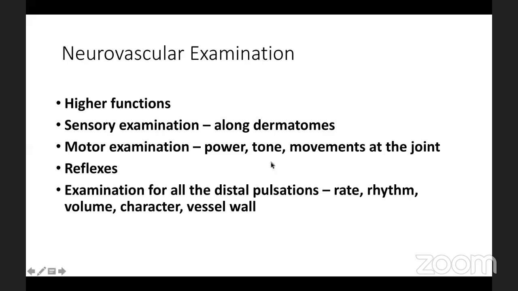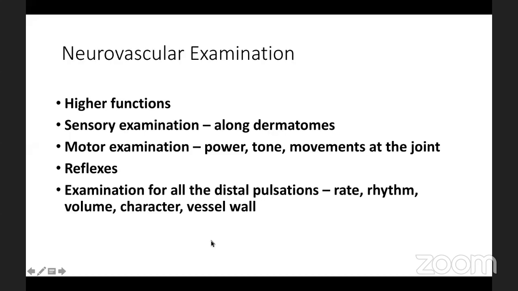Look for motor examination in the form of power, tone, movements at the joint. Very important. Look for reflexes, superficial and deep. The deep reflexes in the lower limb are knee jerk, ankle jerk. Superficial are usually cremasteric reflex and plantar reflex. And examine all the distal pulsations for rate, rhythm, volume, character, and vessel wall. Vessel wall, because very often the cause can be atherosclerosis, where the vessel wall is palpable. Under normal circumstances, the vessel wall is not palpable.